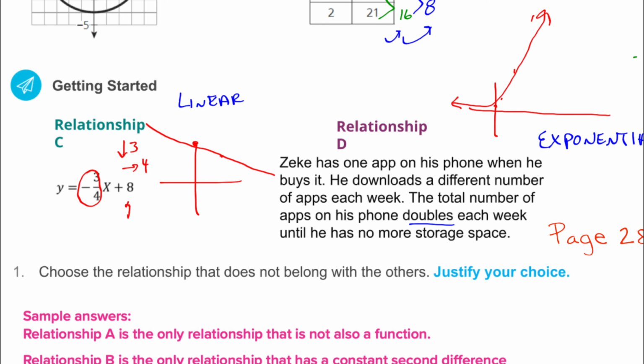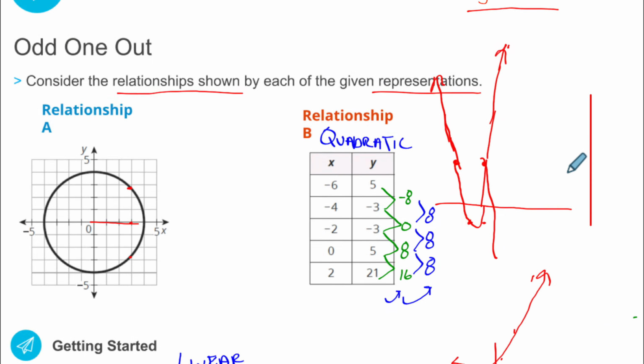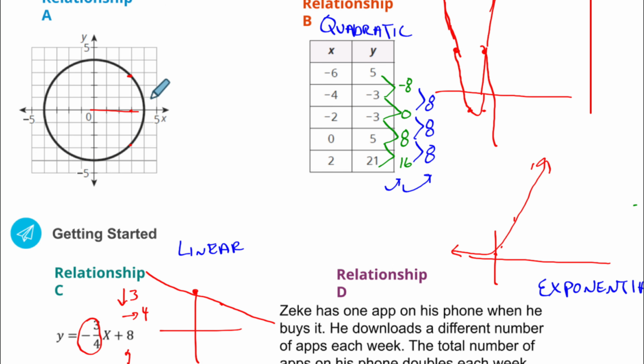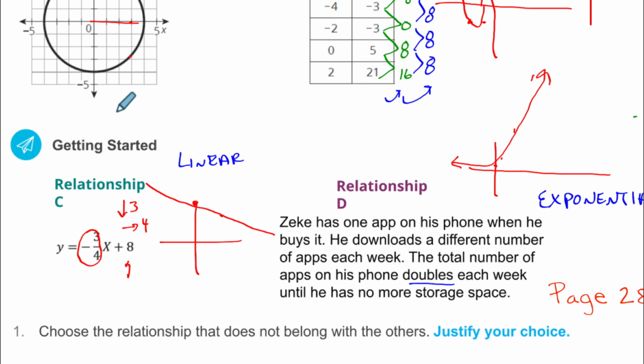So we have 3 families of functions that are really important. The quadratic, the linear, and the exponential. And then sometimes we get weird ones like the circle. The problem with the circle is it's not a function. We talked about that. So there's no family of function for the circle because it's not a function.